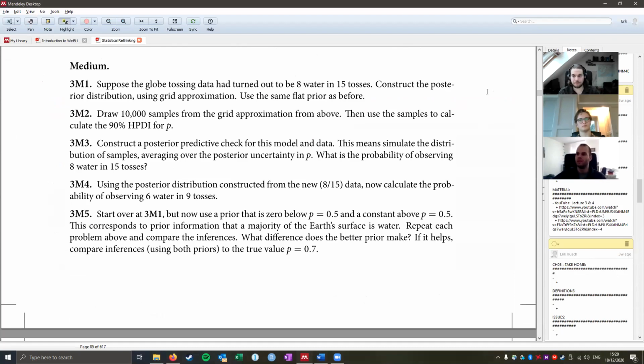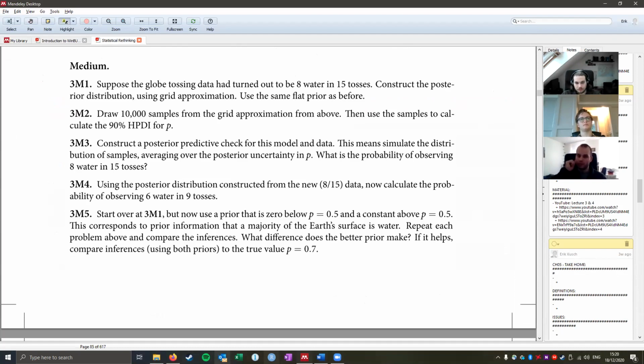Yeah, for the medium questions, question 1. Suppose the globe tossing data turn out to be 8 water in 15 tosses. Construct the posterior distribution using grid approximation. Use the same flat prior as before.